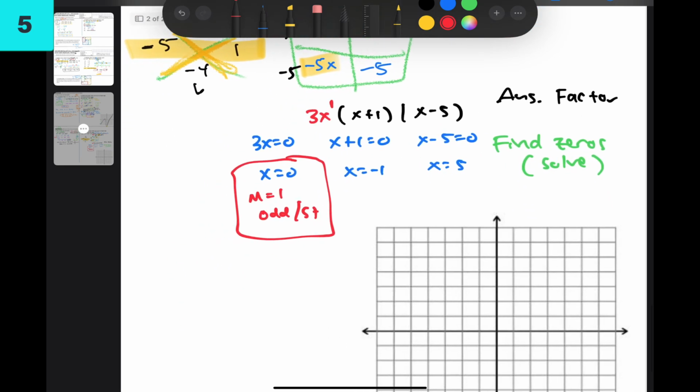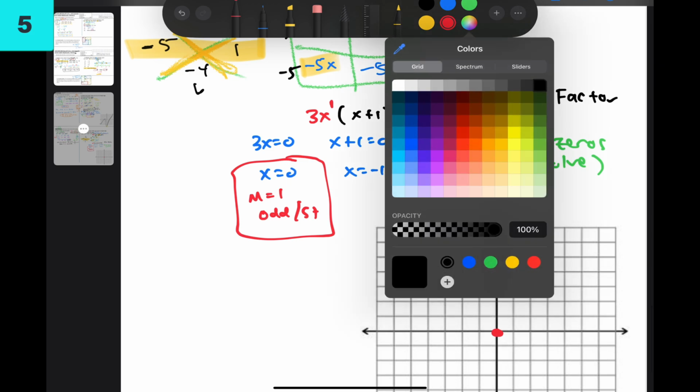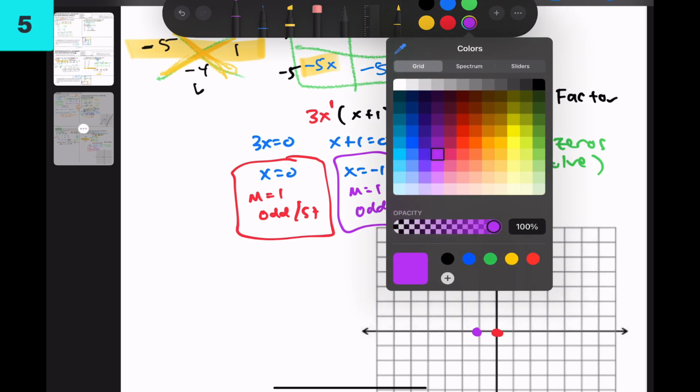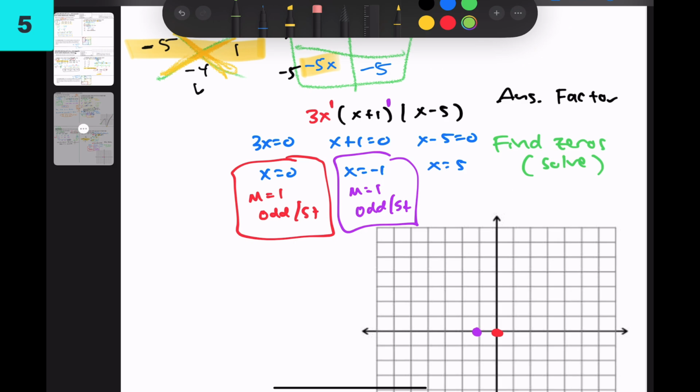Let's mark that. X equals 0. Okay, purple, same thing. This is to the first power. Multiplicity is 1, odd, shoot through. And then let's do like a green, lime green. X equals 5, multiplicity is 1. That multiplicity is odd, you're going to shoot through.